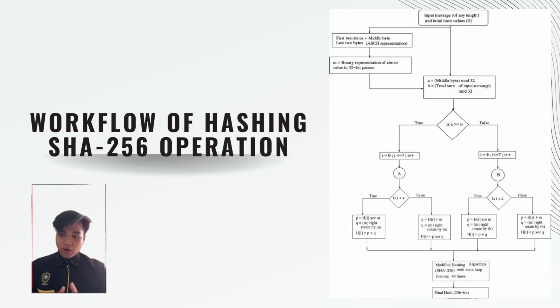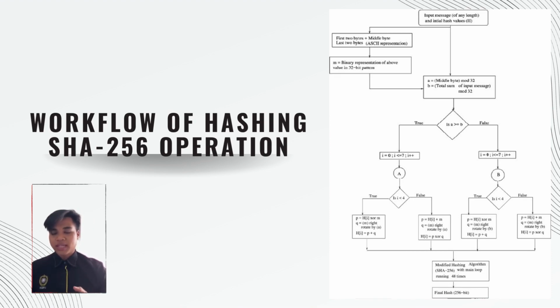Okay, this is the workflow of the SHA-256 operation. So this is a flow chart. The steps are: collect the data message, and then pad the message to ensure it has a specific length requirement for processing, and then initialize the hash value, and then divide the padded message into blocks, and then process each block, and once all blocks have been processed, output the hash value.